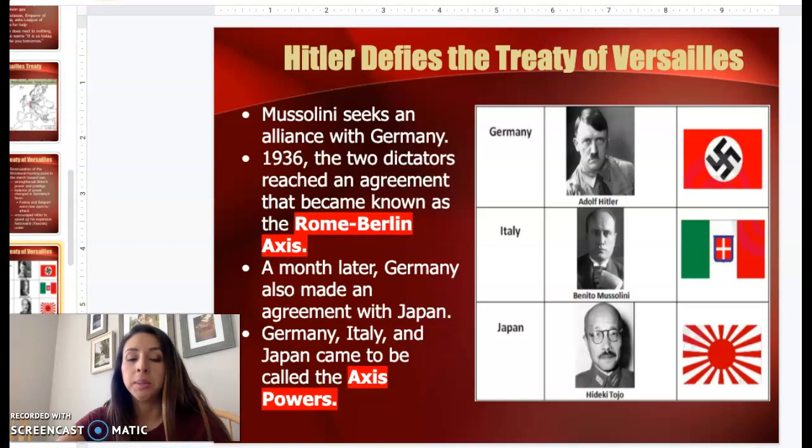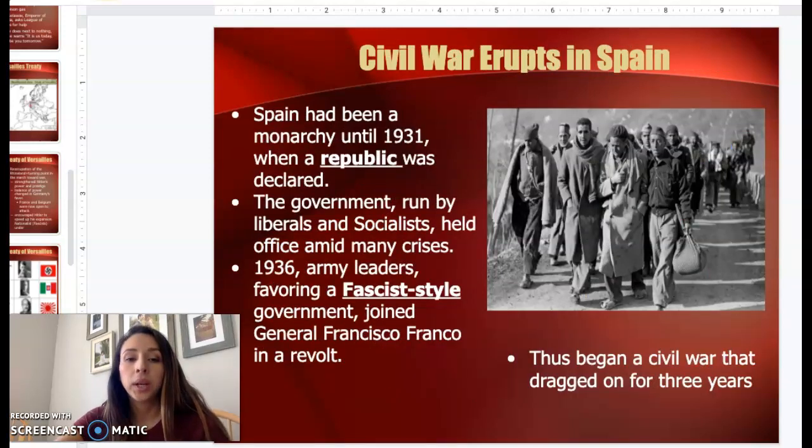This is going to be an important key term. Axis powers is what we will refer to Germany, Italy, and Japan as throughout World War II. All right, and then finally, we're going to look at Spain. So what's happening in Spain? Spain takes a much less active role in World War II, but nonetheless, they're important to talk about.